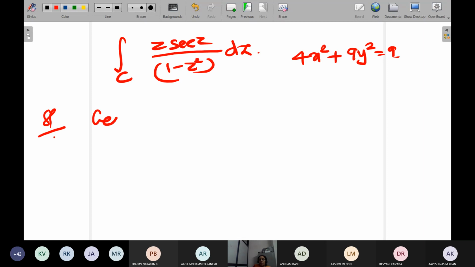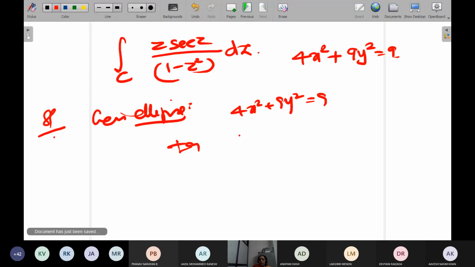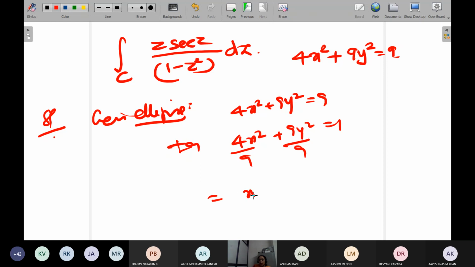Given is an ellipse, so first we simplify it so that we can see the curve. 4x square plus 9y square equal to 9. Divided by 9, we get x square by 9 by 4 plus y square by 1 equal to 1. What is the major axis and what is the minor axis of the ellipse? Major axis is 3 by 2.